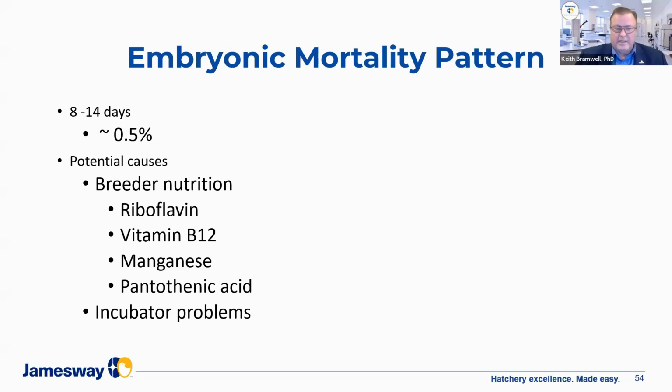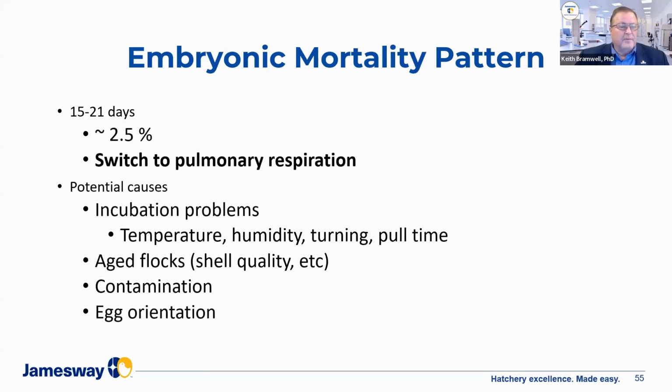And if you see a lot of it, sometimes I go back. One of the things I've seen a lot is they have high mid, and I go back there and see that some of those were actually day 6 or 7 embryos. They're actually more early than mid, because we really shouldn't see a lot of mids. Late, about 2 to 2.5% in that last week as well. This is where we start getting some incubation problems: temperature, humidity, turning, pull time, flocks, egg orientation, things like that.